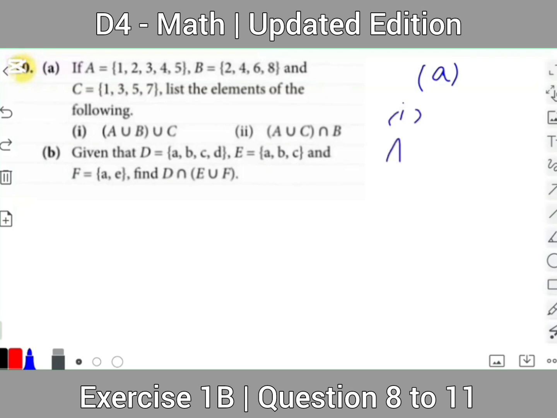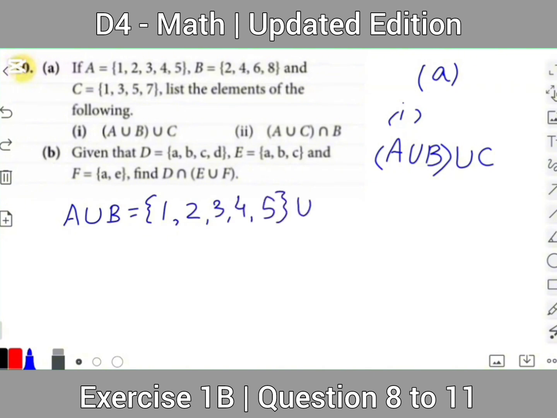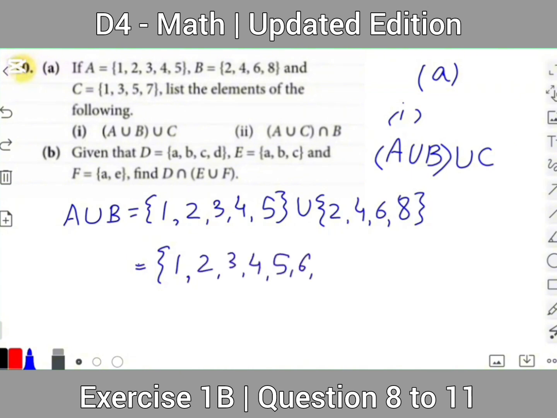So we have to list all the elements of the set following. So the first is A union B union C. So have a look. First, we have to find out A union B. So it means we just have to put all the elements of the set A and B together. So first, the set A is 1, 2, 3, 4, and 5. Union, and the set B is 2, 4, 6, and 8. So by putting together elements of both the sets, we have 1, 2, 3, 4, 5, 6, and 8. So A union B is 1, 2, 3, 4, 5, 6, and 8.